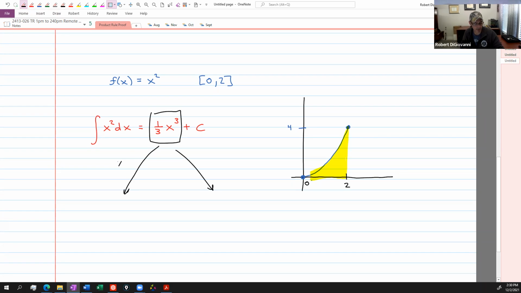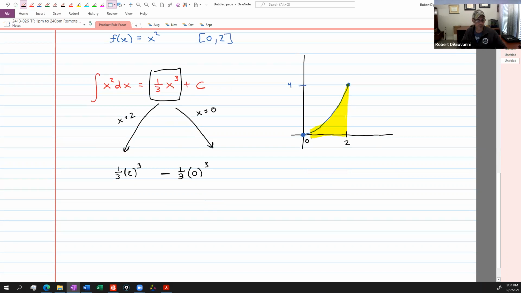If you take this antiderivative, plug in the right endpoint first, plug in 2, then plug in 0, that will give you the area. Subtract the two answers. So that means you plug in 1/3 times 2 cubed, and then 1/3 times 0 cubed. What do you get here?